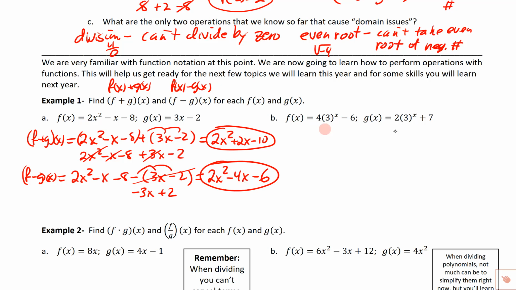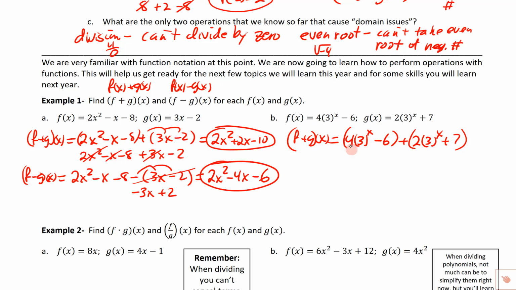And then we'll take a look at this one. The only difference here is that instead of these polynomials with squared terms and linear terms and so forth, we've got some exponential expressions right here. So let's go ahead and write down f plus g of x. We're going to write down 4, 3 to the x, minus 6, and then plus 2, 3 to the x, plus 7. And again, we could put everything in parentheses here, but because we're adding, it's not going to change the sign of anything.